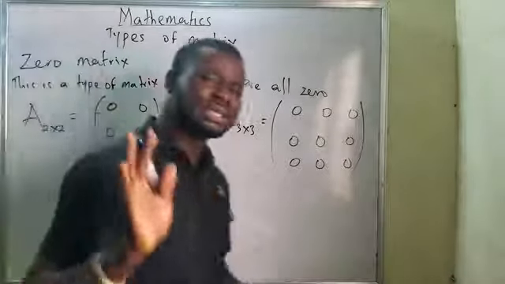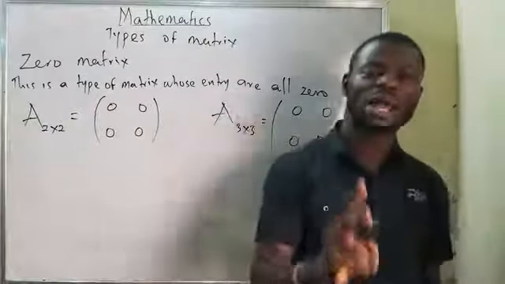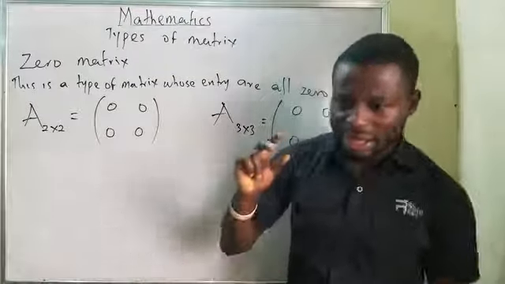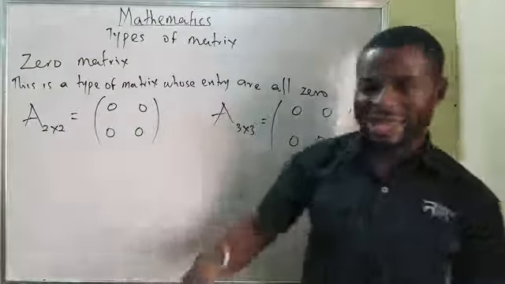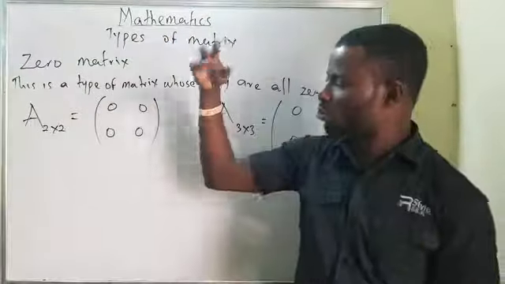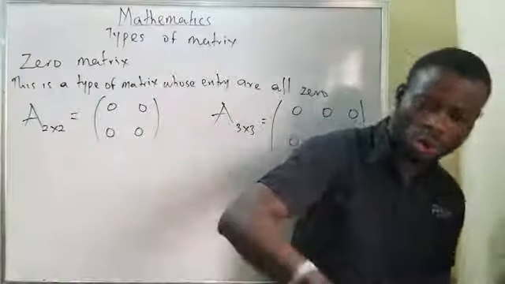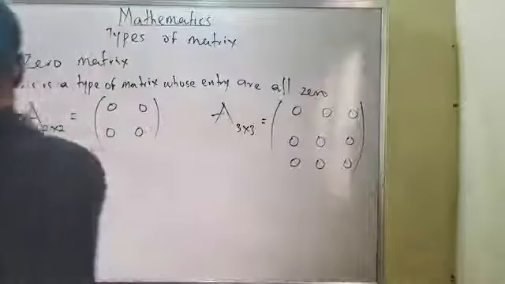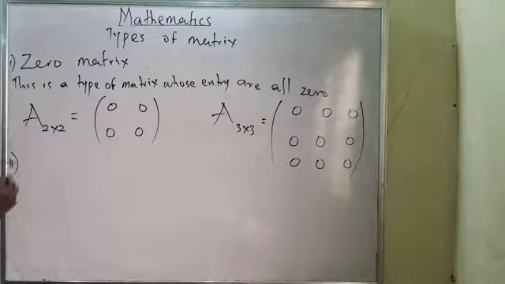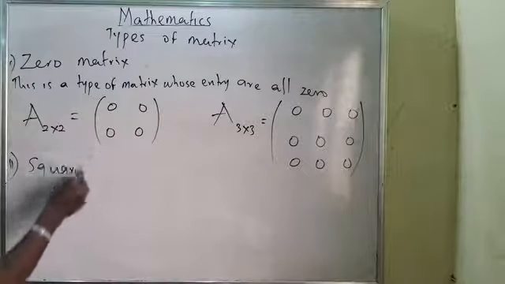I can only call it zero matrix because, number one, it must give me a rectangular shape. Some will give rectangular, while some will give square. If your row equals column, it will give you square. If your row is not equal to column, it will give you rectangular. Please take note of that. Very, very important. Now, this is type 1. Type 2, I'll be talking about square matrix. Oh, that is what I've been calling upon. Square matrix.